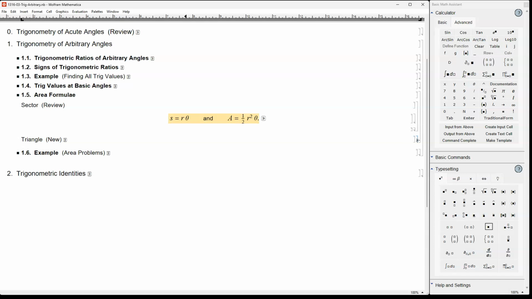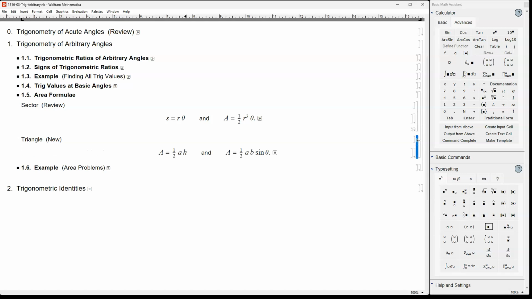Now let's go to triangles. Our old friend, the area of a triangle is 1/2 times base length times height. Well, yes, we have been using it for a long time, going way back to elementary school days, of course. Now, we have a new formula here, 1/2 AB sine of theta. So A and B are two sides, and theta is the angle in between.